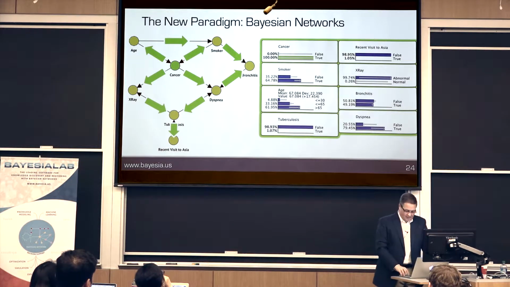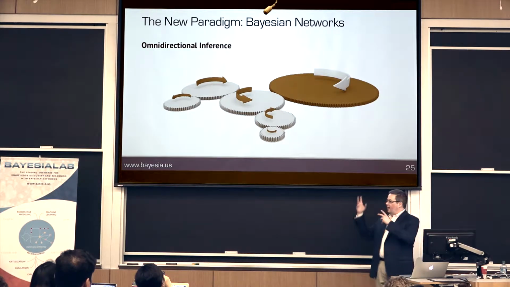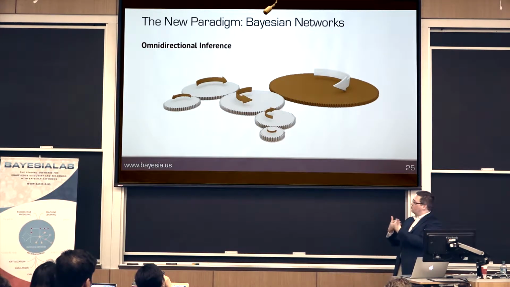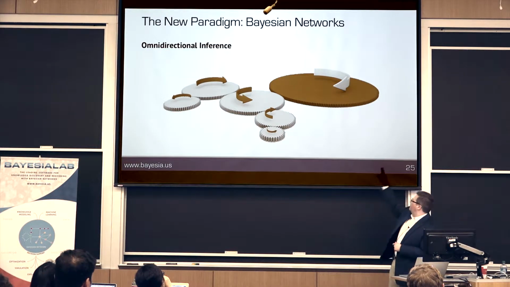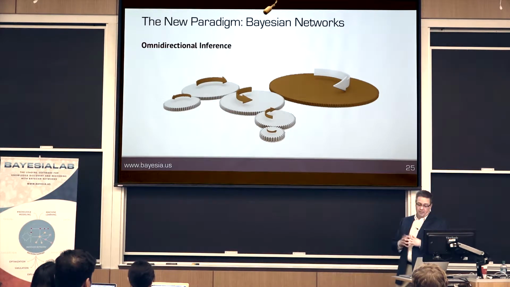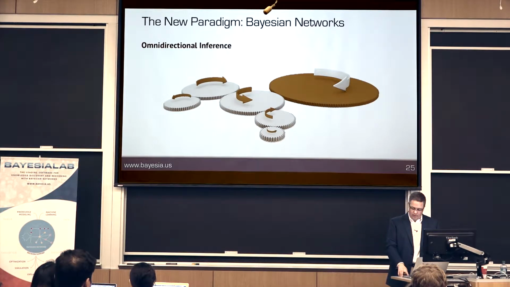So what that does, it really gives us an omnidirectional inference engine. I like to represent this as a kind of gearbox where you have all these gears, all these wheels interacting with each other, and regardless of where you turn, you see how all the wheels are interconnected and how they turn. You could turn here on the right and it propagates. You could turn here on the left and it propagates. So that's a metaphor for omnidirectional inference. And this is really one of the key characteristics of Bayesian networks.